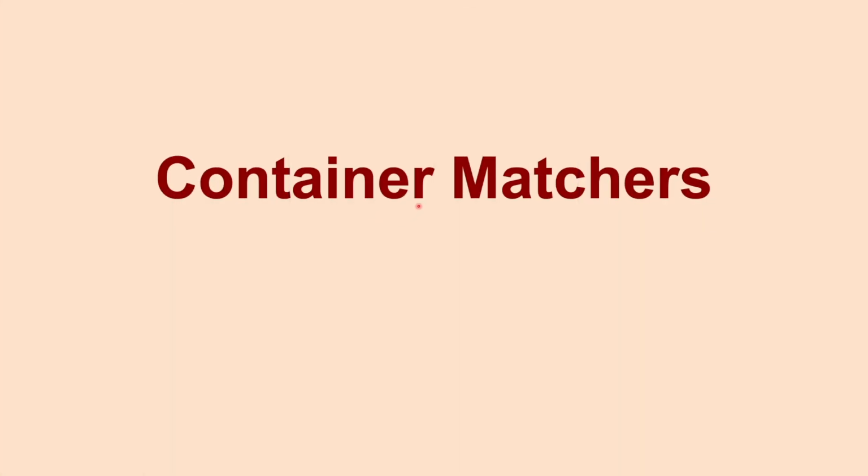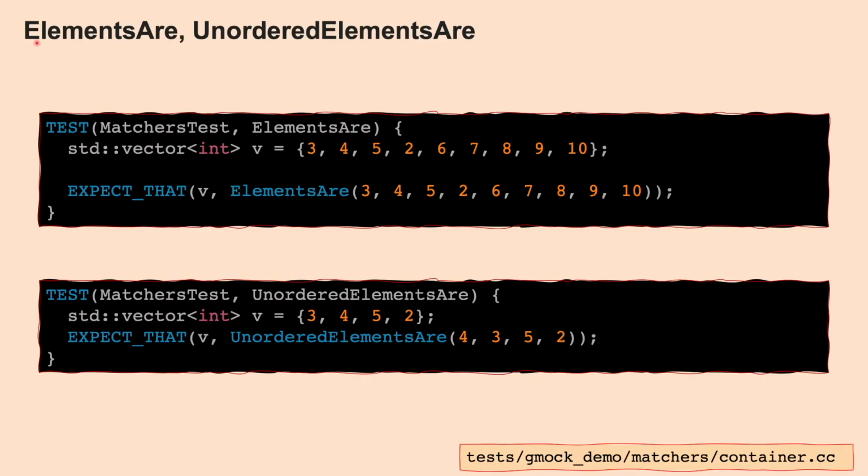All right, let's talk about GMock's container matchers. Again, this is where GMock matchers become interesting. So if you have watched the video this far, good for you. Let's get started. The first two matchers that I want to talk about are ElementsAre and UnorderedElementsAre.